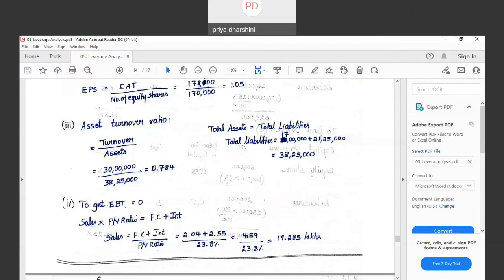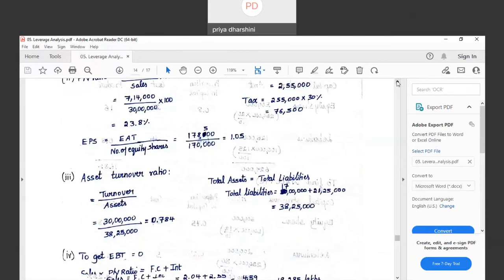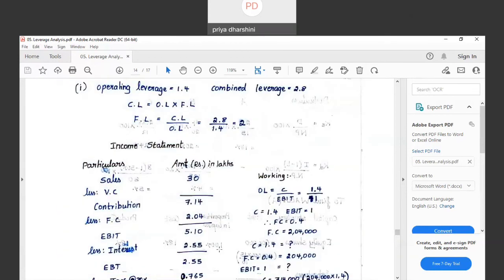Then, at what level of sales, earnings before tax of the company will be 0. Look into the income statement. In your income statement, they are asking you this level of EBT where the earnings before tax will be 0. Here it is 2.55 lakhs. They want it to be 0. What are they asking you? At what level of sales earnings before tax of the company will be equal to 0, which means your contribution should be sufficient to recover the fixed operating cost and the fixed financial cost, right? So they are asking you the level of sales where earnings before tax is 0.